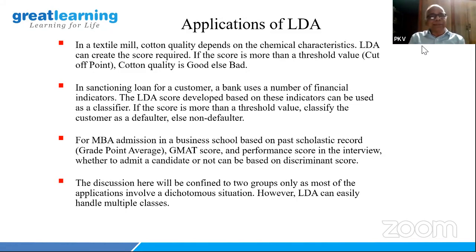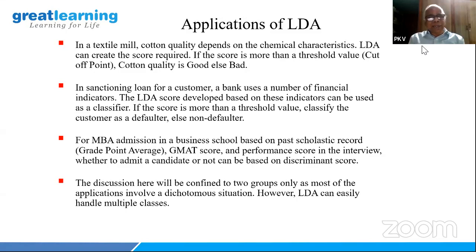In sanctioning a loan, a bank can use financial indicators and develop a score. If the score is more than a threshold point, classify the customer as a defaulter, else a non-defaulter. In MBA admission, for example, based on the grade point average, the GMAT score, and the performance score in the interview, decide whether to admit a candidate or not. You can even add one more, waitlisted. If the score is more, admit. If the score is in a particular range, waitlist. If it is less than the cutoff point, reject.